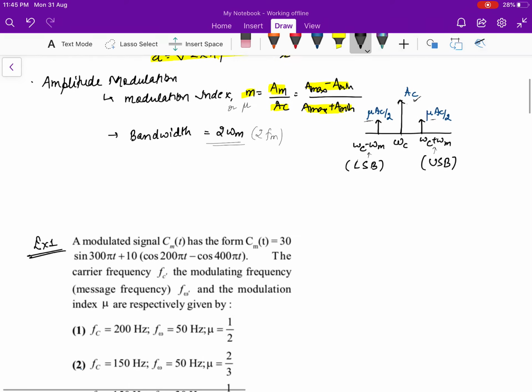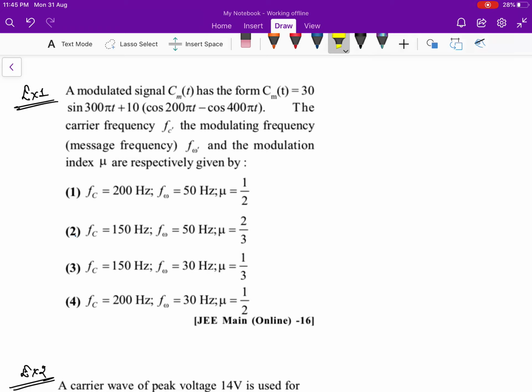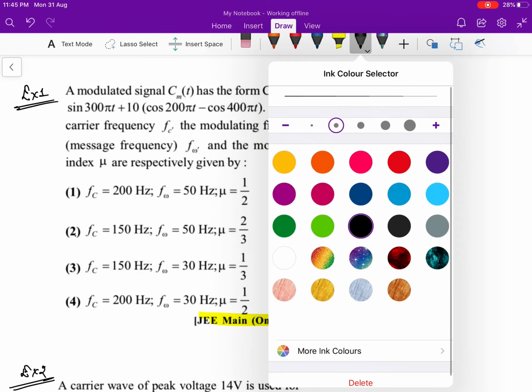Now to take a very quick review of the questions, first of all see what are the type of questions that is being asked. See the first example. This is from JEE Main 2016 paper I am taking. We have a modulated signal. This is the final modulated signal. Modulating signal is the message signal, carrier wave is the carrier wave. This is the modulated carrier now you have, which we call as CMT.